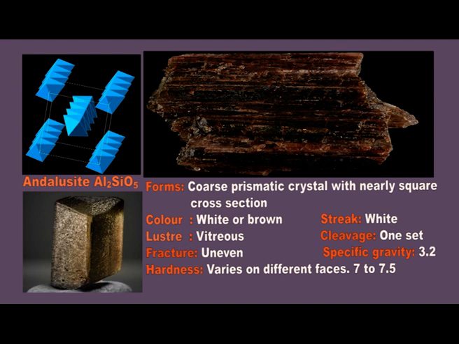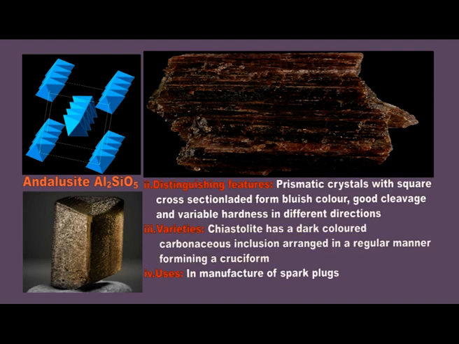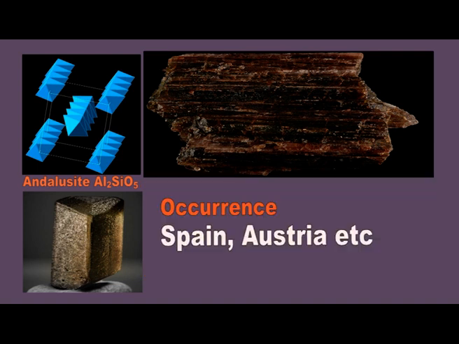Andalusite, Al2SiO5. Physical properties: crystal system orthorhombic, forms coarse prismatic crystals with nearly square cross sections, color white or brown, streak white, lustre vitreous, cleavage one set, fracture uneven. Hardness varies on different faces, 7 to 7.5. Specific gravity 3.2. Distinguishing features: prismatic crystals with a square cross section. Variety: chiastolite has dark colored carbonaceous inclusions arranged in a regular manner, forming a cruciform. Uses: in manufacture of spark plugs. Occurrences: especially in Spain, Austria, etc.